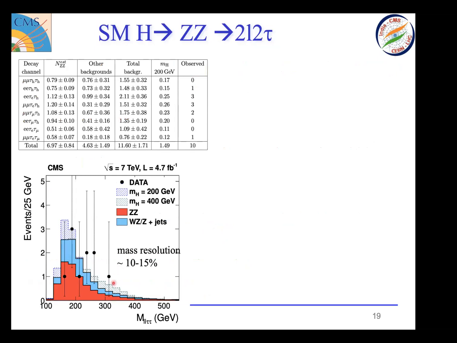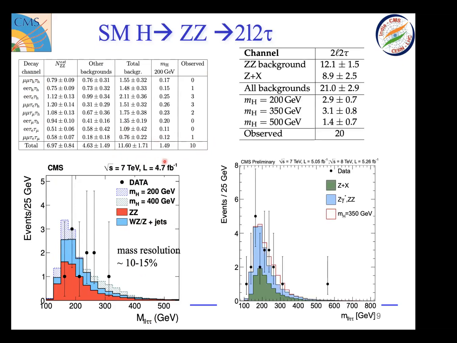In fact, the plot which is shown now on the bottom is the LL tau tau plot. And you can see it is the ZZ with the Z plus jets which basically make the major contribution. Now, here are listed all the 8 channels. What is important to see is that there were 10 events which were observed. Total background expected was 11.6. So the observed one was consistent with the background.